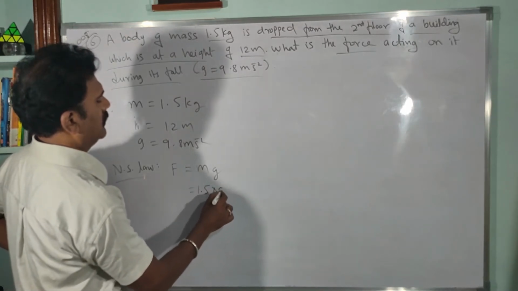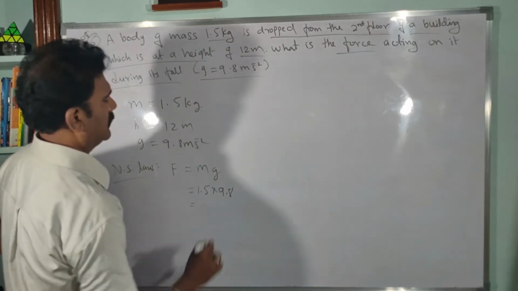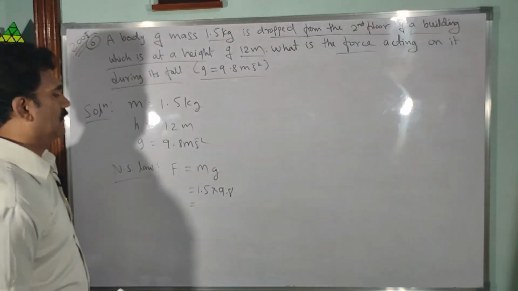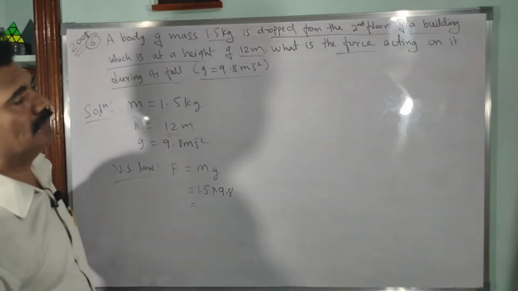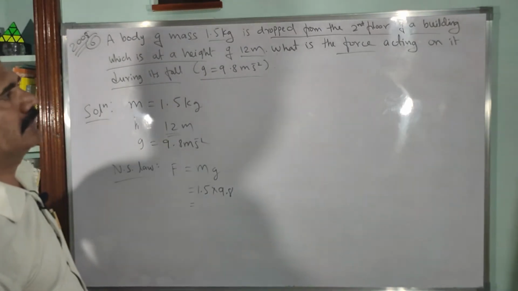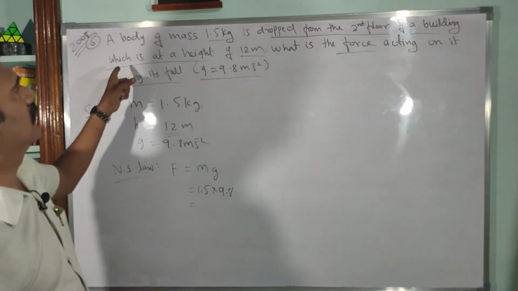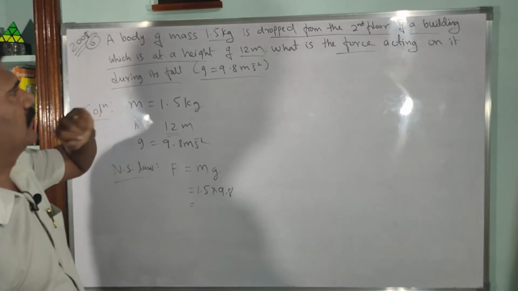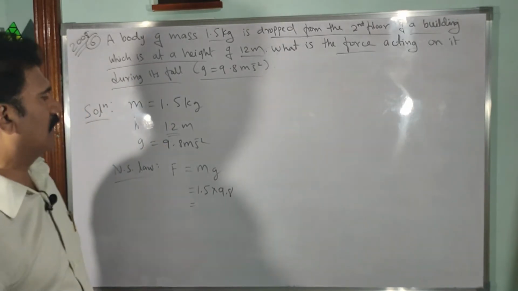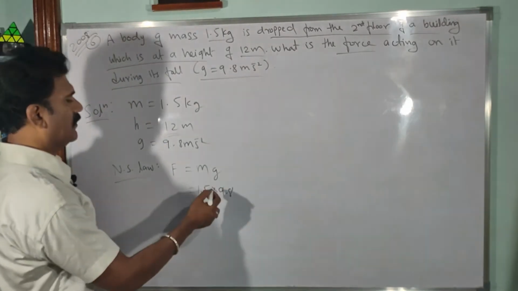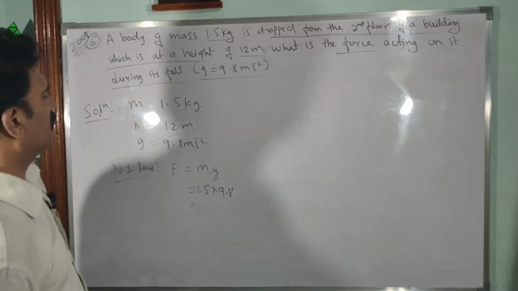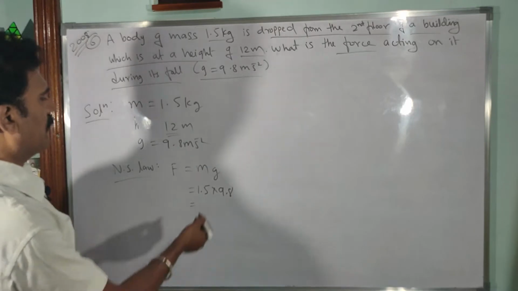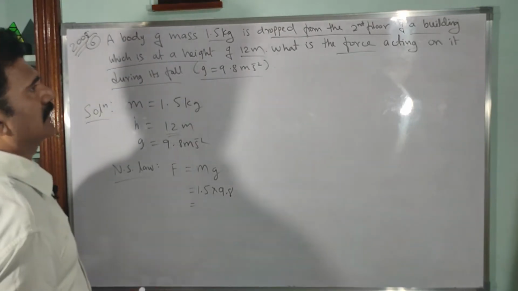1.5 into 9.8. So no need to consider this height, 12 meter, even though it is given. The mass is falling from a building, from the height of 12 meter, so no need to consider that value. Force acting on any body during the fall is given by just F is equal to m into g. Okay, so just multiply 1.5 into 9.8. You will get the answer.